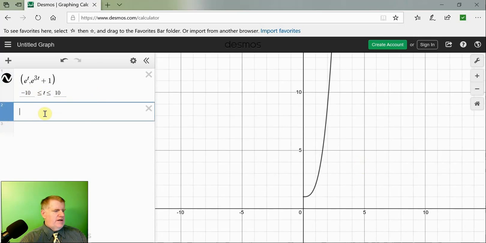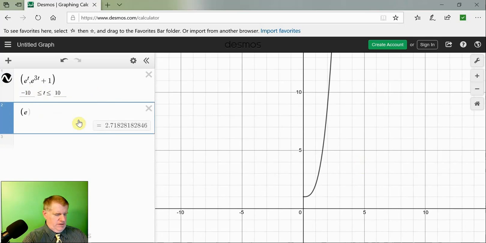Now let's do our slider. Let's see what we got here. So we'll use a value of a. You don't have to use a. It's just the first letter, so why not?